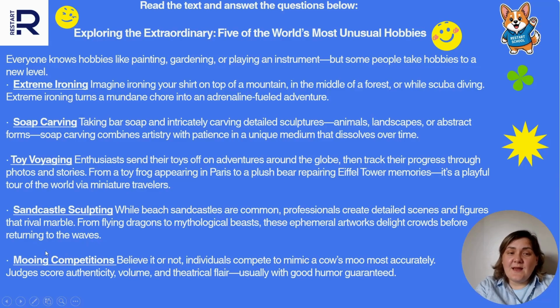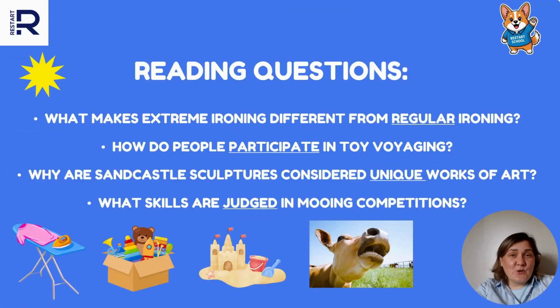And the last one, and the most unusual one, that is mooing competition. Believe it or not, individuals compete to mimic a cow's moo most accurately. Judges score authenticity, volume, and theatrical flair, usually with good humor guaranteed. Okay? So let's go back to the last slide and try to answer the questions that we have. So, what makes extreme ironing different from regular ironing?